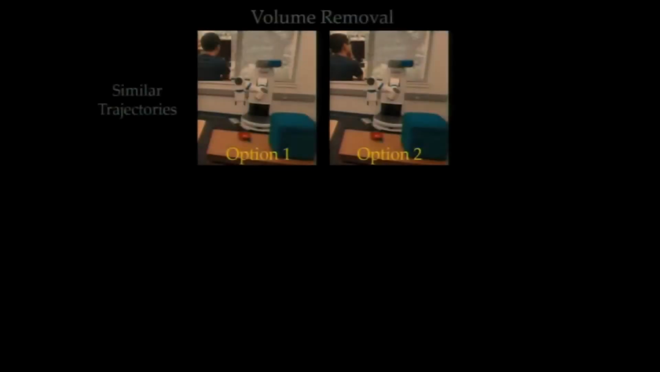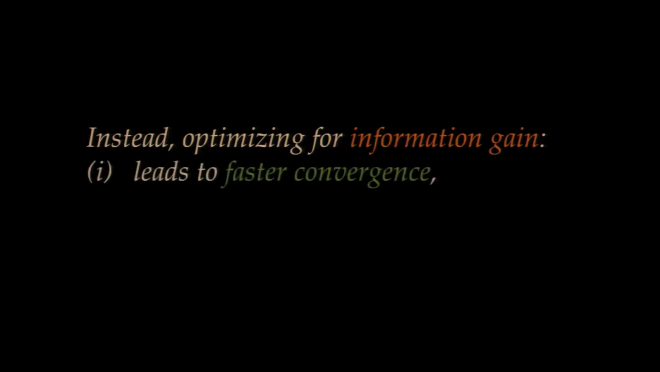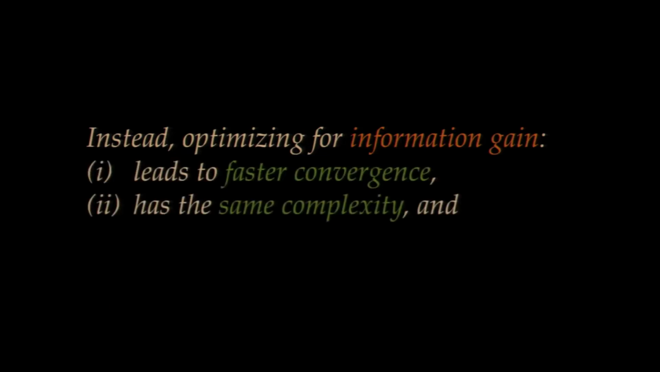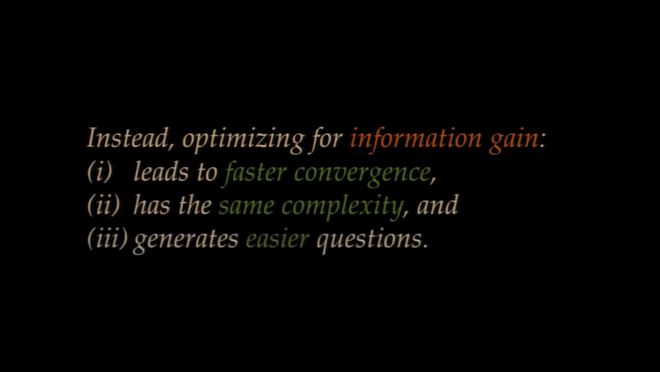For example, in this video clip, the user is trying to teach the Fetch robot to reach the red ball while avoiding the obstacle. But as you can see, the options generated by the volume removal objective are too similar to each other. In our work, we found that if we optimize for information gain instead of volume removal, the convergence gets faster, the computational complexity doesn't increase, and the questions become easier.